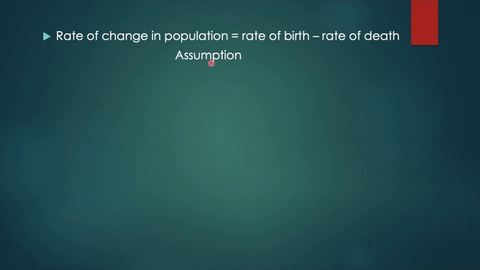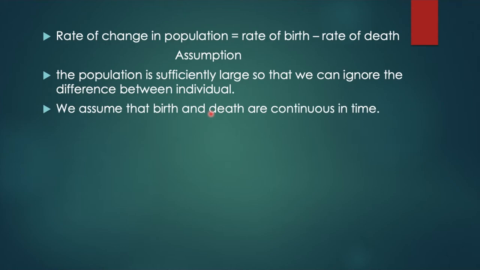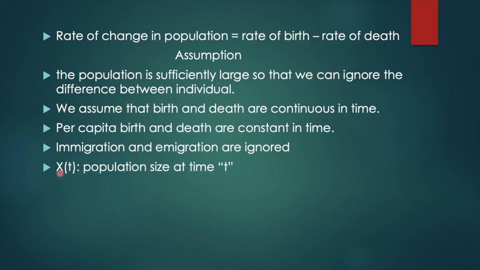We also assume that the population is sufficiently large so that we can ignore the difference between individuals. We assume that birth and death are continuous in time. Every day, every second, someone may be born and someone may die. Let us consider this because population growth is a continuous process. So there is continuous birth and death going on in that population. Per capita birth and death rates are constant in time. Immigration and emigration are ignored, and let us consider x(t), the population size at time t.